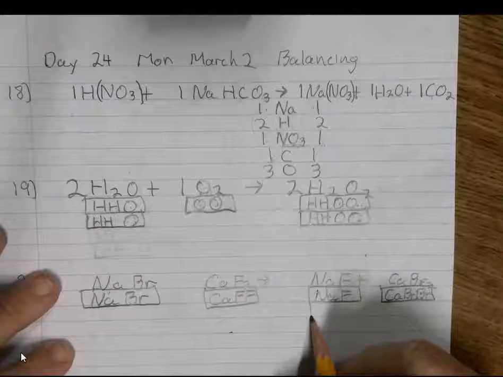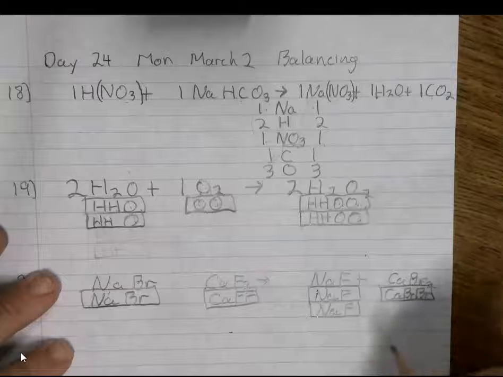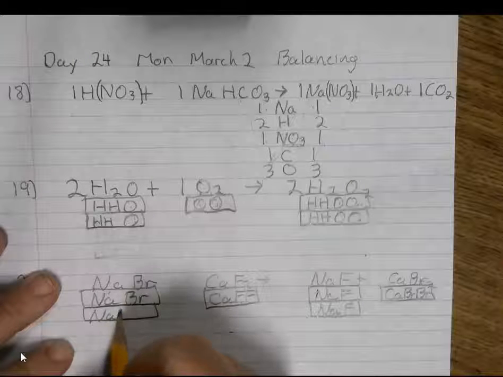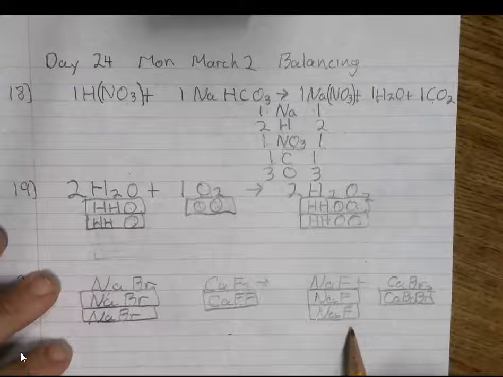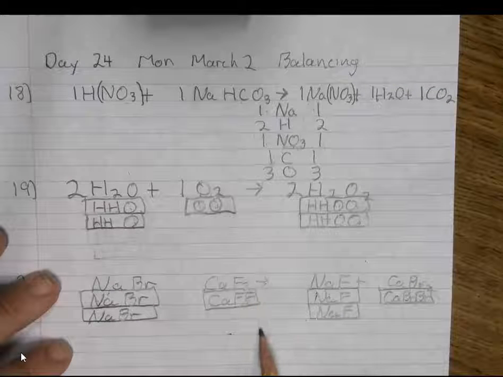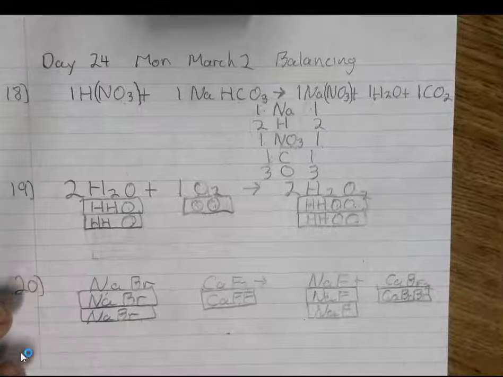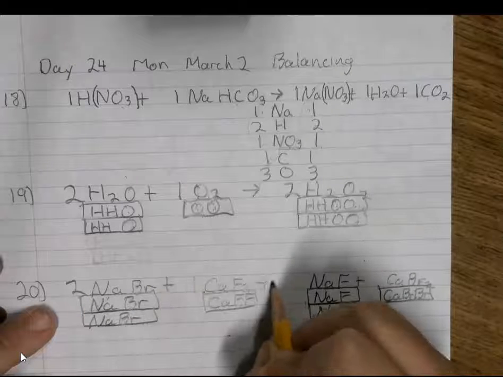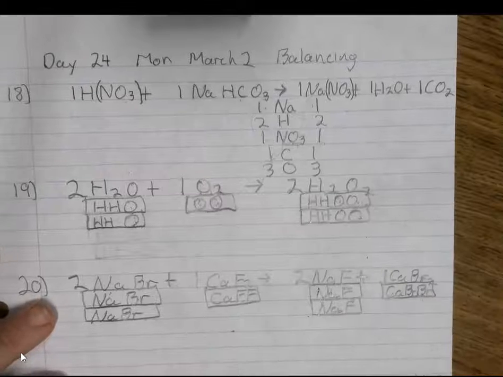Fluorine is not, so I'm going to add an F over here. That throws the sodium out of balance. So you got 2 Fs, 2 Fs. So I'm going to add a sodium over here. So I have 2 sodiums, 2 sodiums, 2 fluorines, 2 fluorines. Calcium's in balance. Bromine's in balance. So that's good. Everything's done. So it's 2, 1, 2, 1. Okay. And that takes care of that one.